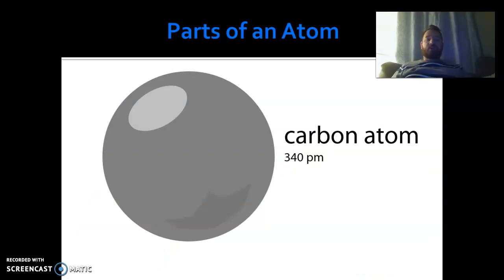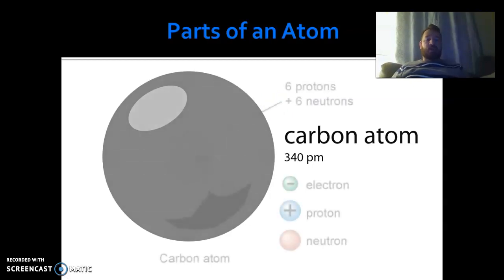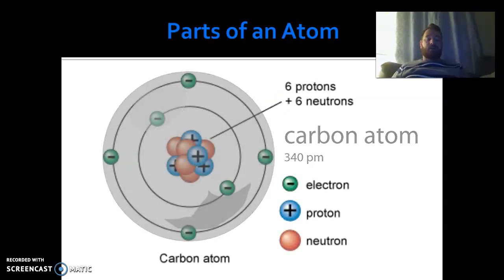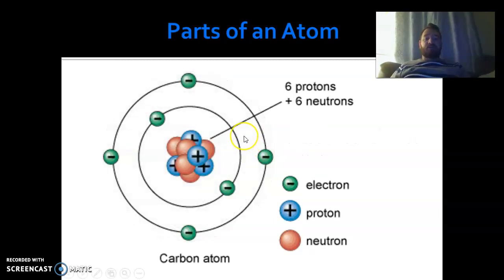All right, so here's a picture of a carbon atom. Imagine we're very, very small, 340 picometers. A picometer is one trillionth of a meter, so very, very small. In this carbon atom, if we're looking at the subatomic view, so even smaller than an atom, you would see your nucleus filled with the 6 protons and 6 neutrons on the inside, and then we would be surrounded by different levels of electrons. We're going to be talking more about those levels in today's video.